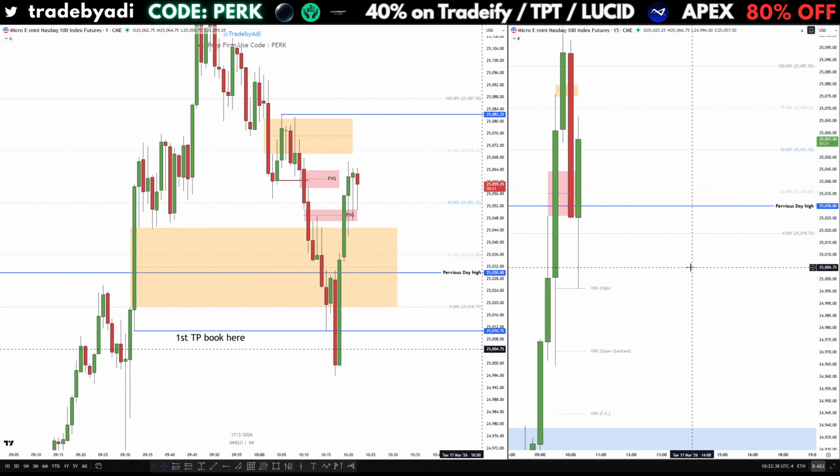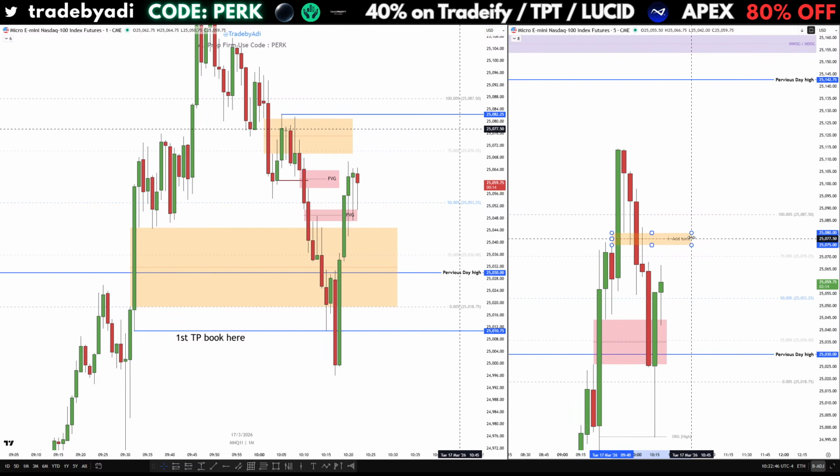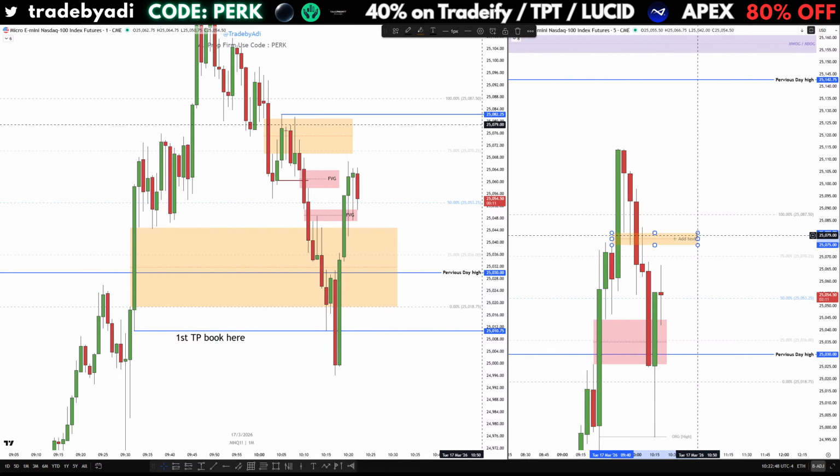This is the 15-minute again, and this is the 5-minute. Most likely, these fair value gaps... I have 5 to 6 accounts right now, and also I'm doing the challenges for My Funded Futures, 3 accounts, and the other one is Lucid. I really don't know why people are trading the YM. I don't know.